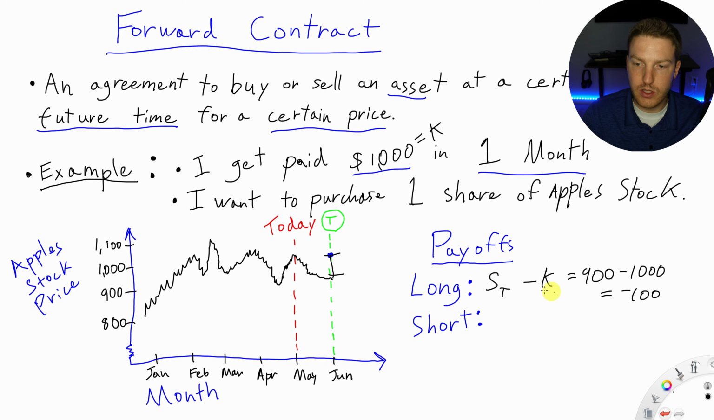And then the short is always just going to be opposite the long. So these are really a zero-sum game. Whatever amount the long loses, the short gains, and vice versa. So the short is able to sell a stock for $1,000 that's really only worth $900, and they come up with $100 in profit.